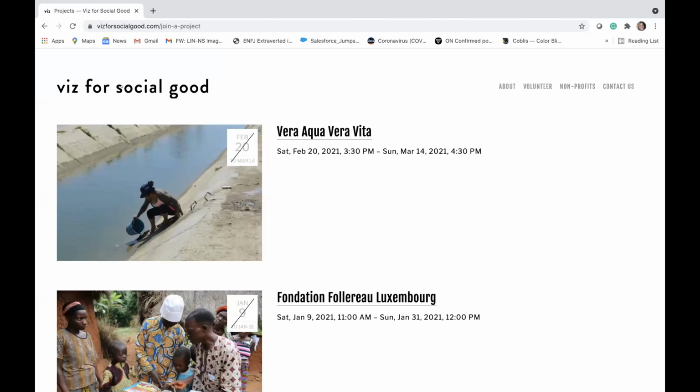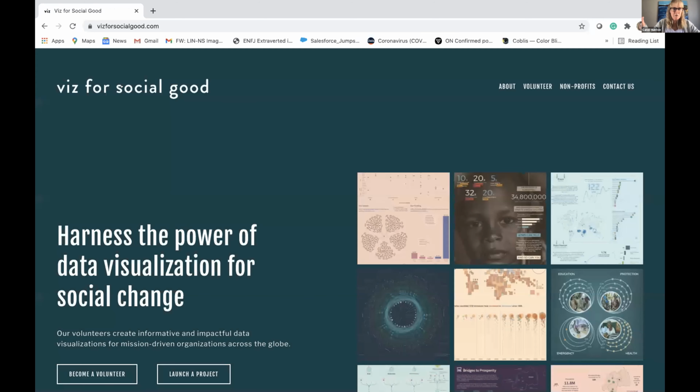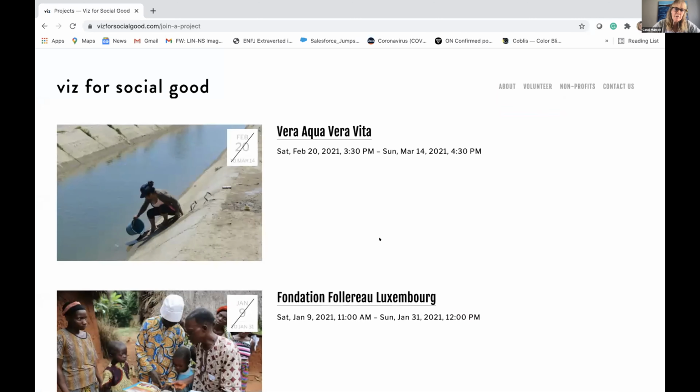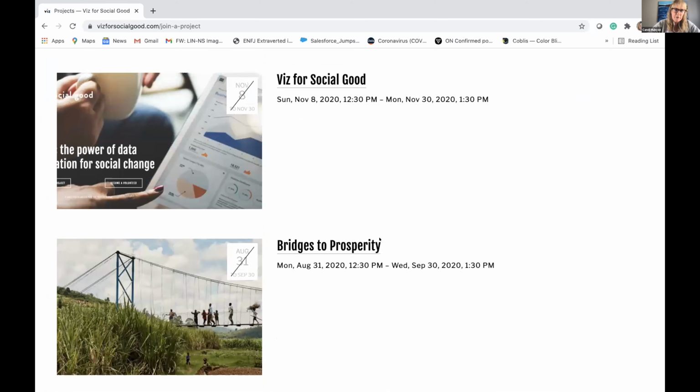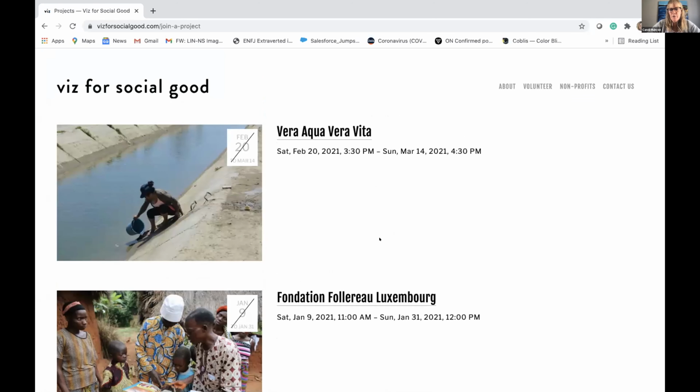Okay, sorry, my bad. So this is the main page, where you land on Viz for Social Good. If you go to About and Projects, this is the number of projects we've had over the years. We don't have a current project, but we do have a project that's scheduled to start imminently. We're just waiting for a data set, and then that will be launched and you can start to come here and get the data.